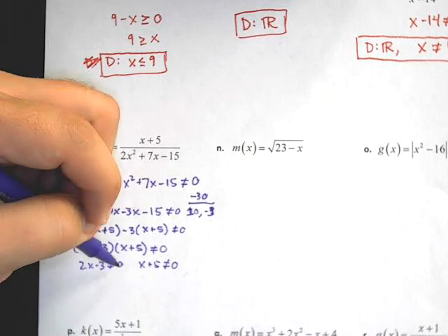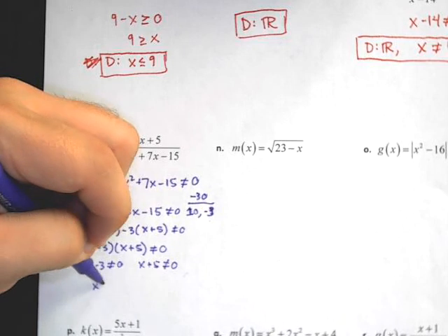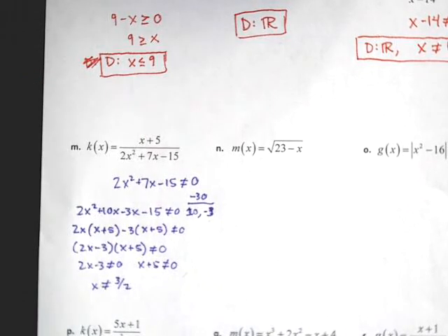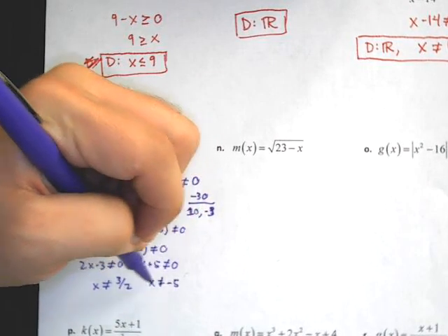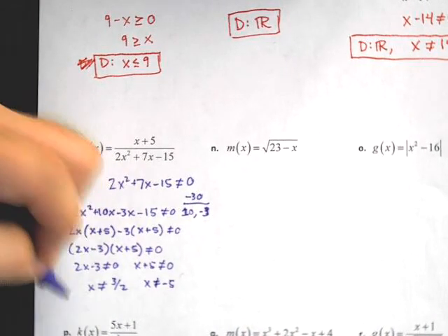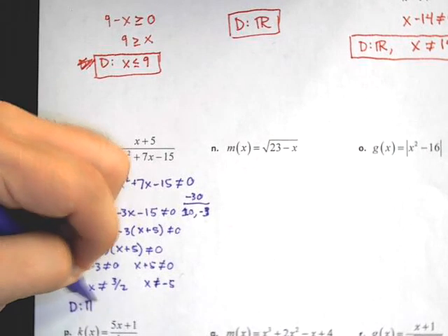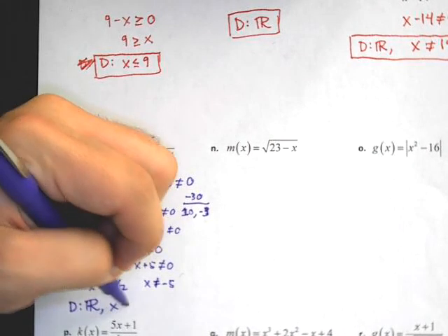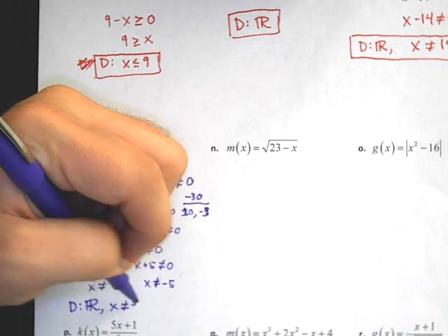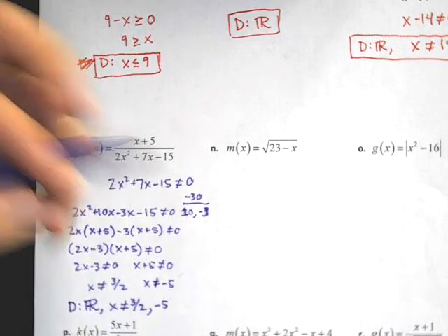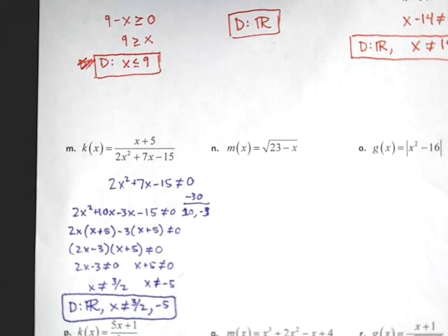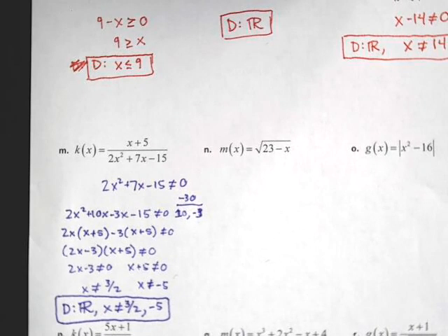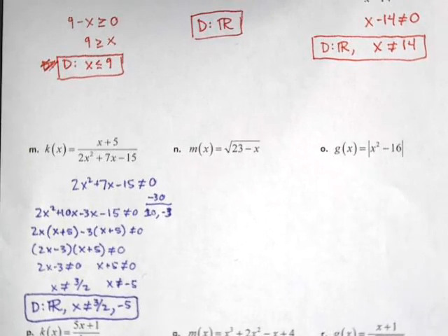So let's see, I move the 3 over. What do we get there? X cannot be 3 halves, and x cannot be negative 5. So I finish this by saying the domain is all real numbers except x cannot equal 3 halves and negative 5. All right? All right. Let's keep going.